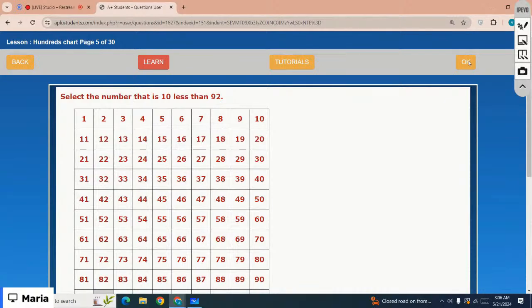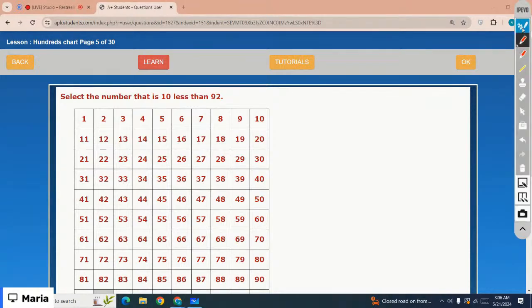The next one is select the number that is 10 less than 92. Basically, the thing you have to understand here is the chart first, that is the hundreds chart. Just select any number to understand this chart. For example, here you have 26. If you move one right of 26, that means you added 1 to 26.